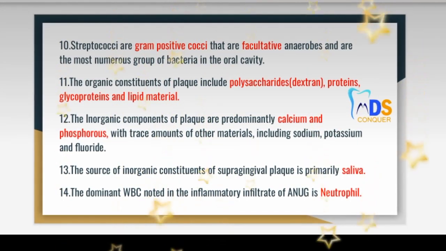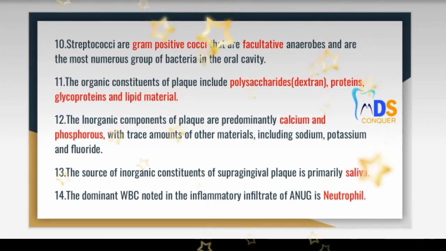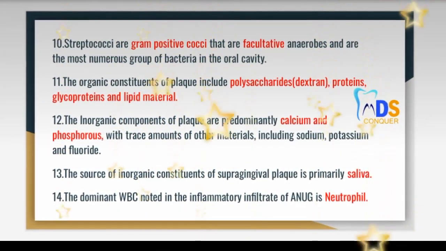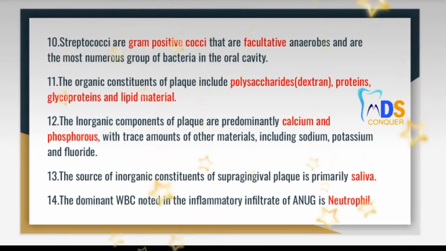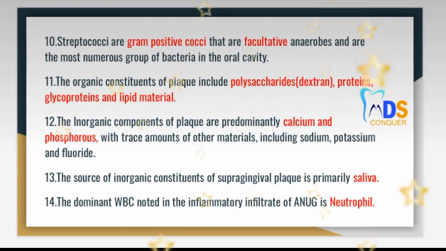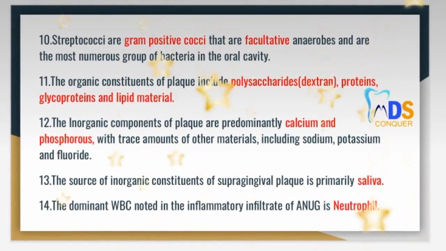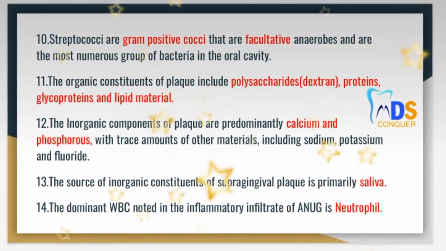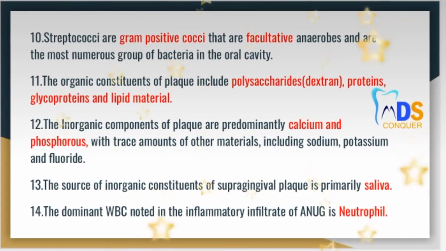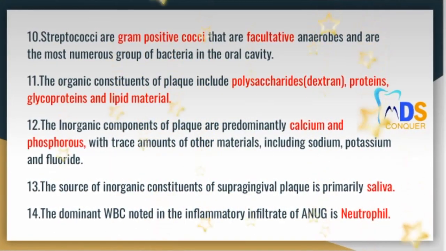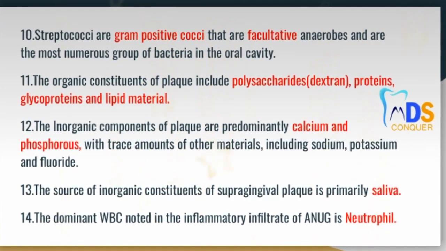oral cavity. Number 11. The organic constituents of plaque include polysaccharides like dextran, proteins, glycoproteins and lipid material. Point number 12. The inorganic components of plaque are predominantly calcium and phosphorus with trace amounts of other materials including sodium, potassium and fluoride. Number 13. The source of inorganic constituents of supragingival plaque is primarily saliva. Number 14. The dominant WBC noted in the inflammatory infiltrate of ANUG is the neutrophil.